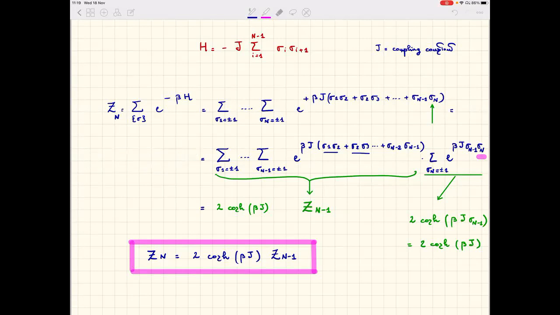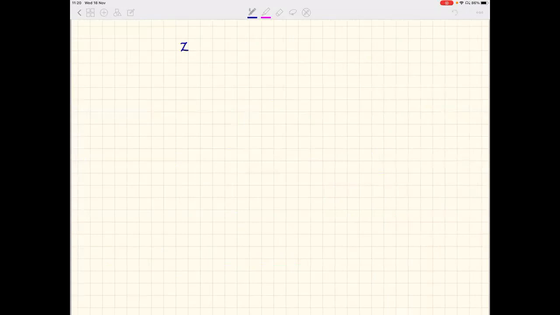And therefore, now I can iterate this recursion relation. I can say Z n is 2 cosh(beta J) Z n minus 1, which is equal to (2 cosh(beta J)) squared Z n minus 2, and so on. At the end of the day, I will get that Z n is equal to (2 cosh(beta J)) to the power n minus 1 times Z 1. Z 1 is the last summation that remains.